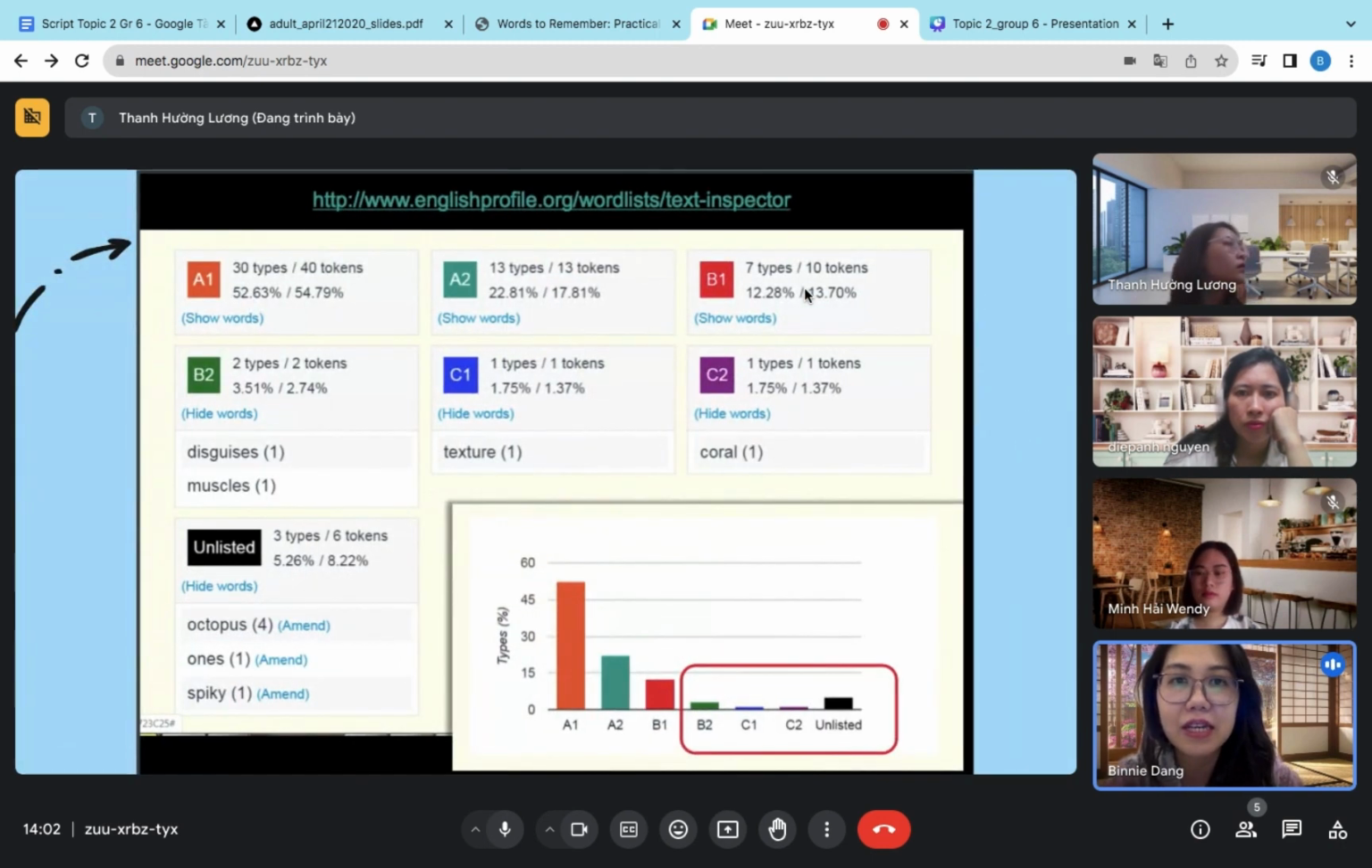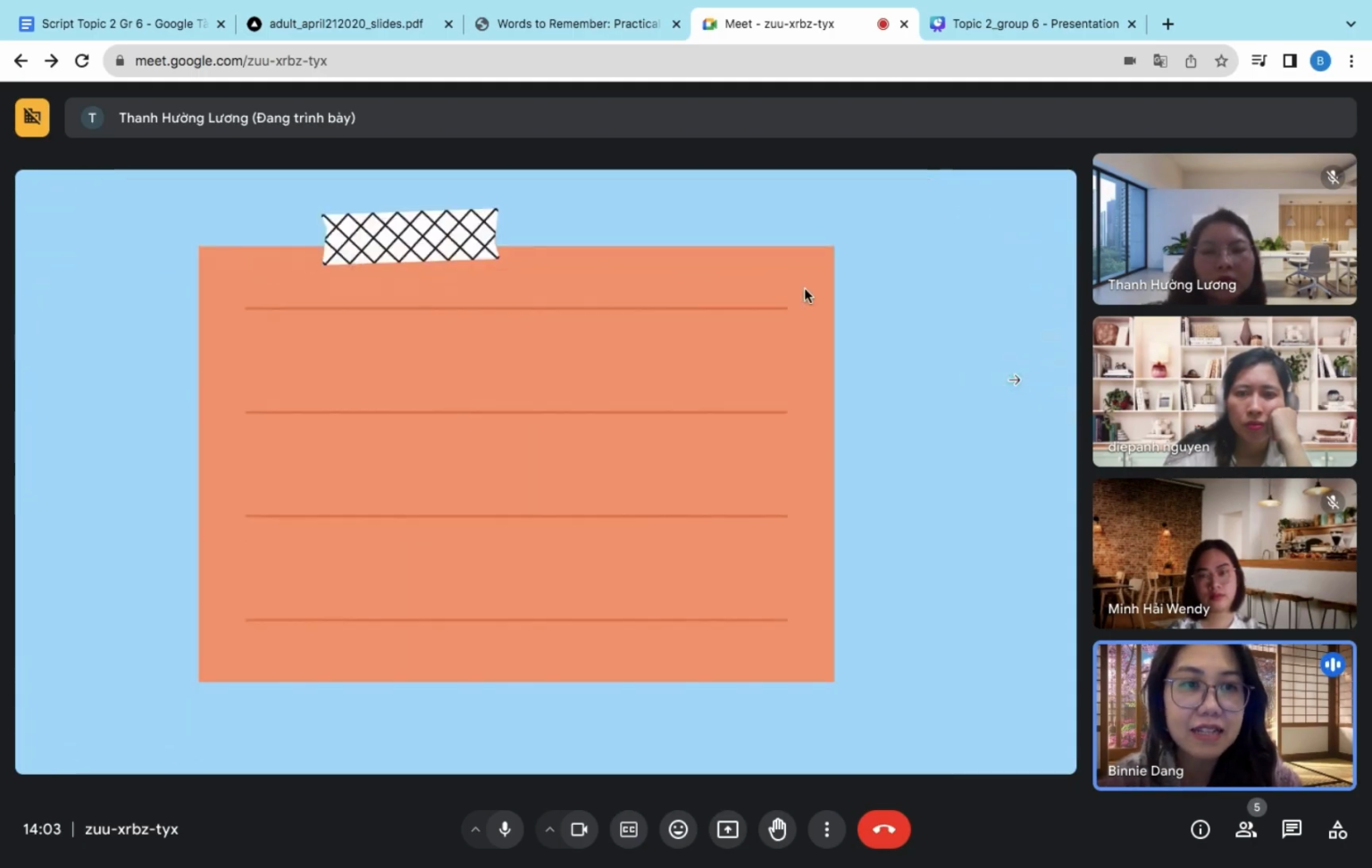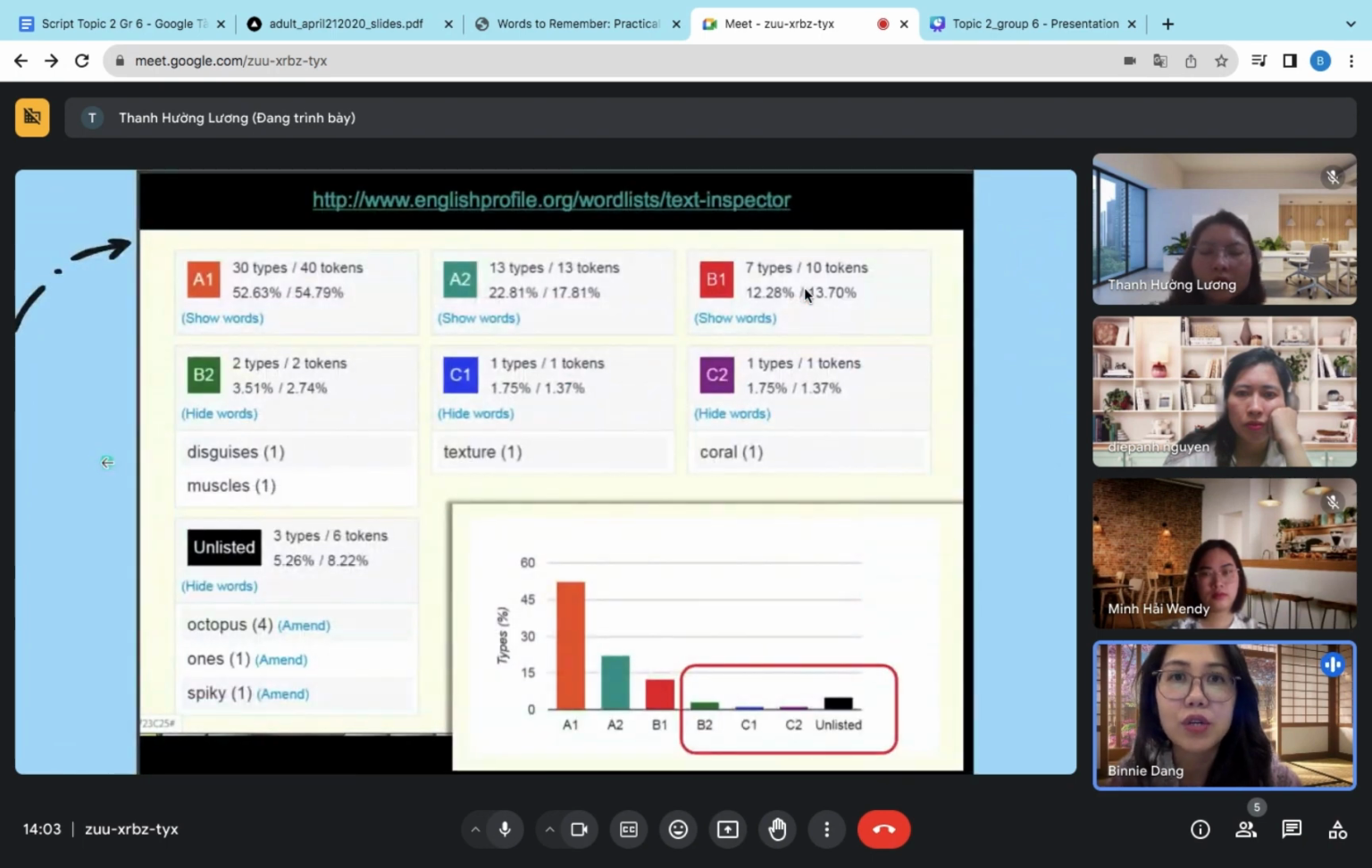Okay, and after changing it, we can see that the words at the B2, C1, C2, and unlisted levels have decreased, and we just have most of the words at A1, A2 levels. The students may find it easy to understand, and it will be comprehensible for the students. This website is very fantastic, because it analyzes all the words for us, and then changes the reading text into the appropriate level for the students.